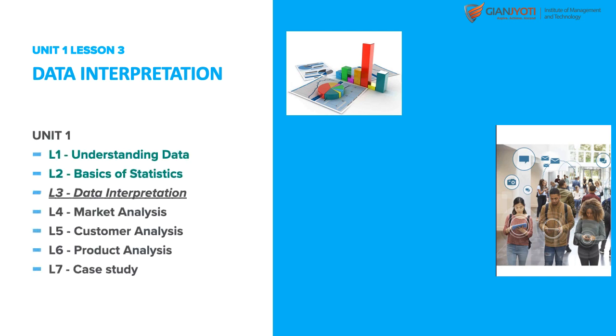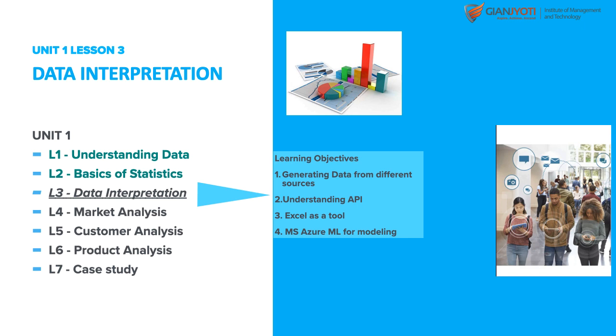If you remember, we talked about understanding data in Lesson 1, basics of statistics in Lesson 2, and today we'll talk about data interpretation. The learning outcomes for this lesson are: we'll see how we generate data from different sources which are stored in different formats. Then we'll look at some interfaces. It is very important to understand API. API stands for Application Programming Interface.